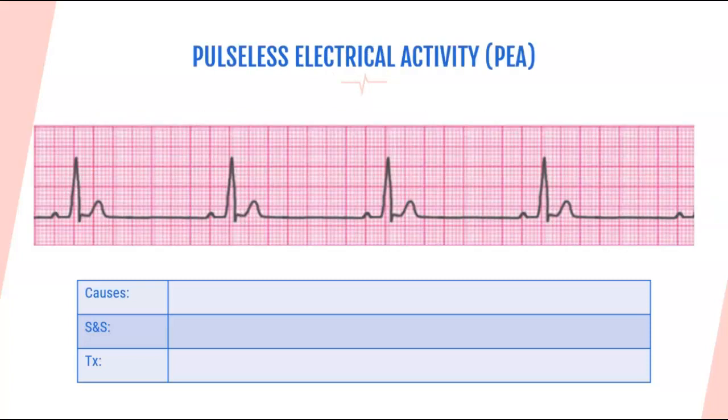Pulseless electrical activity, or PEA, is when there are electrical impulses of the heart, but the cardiac muscle is not contracting. It can look like a normal EKG, but the patient will not have a pulse. Causes include hypovolemia, hypoxia, acidosis, tension pneumothorax, cardiac tamponade, PE, hypothermia, MI, or overdose. Signs and symptoms include no pulse and no blood pressure, and treatment includes CPR and epinephrine, and following that ACLS protocol.